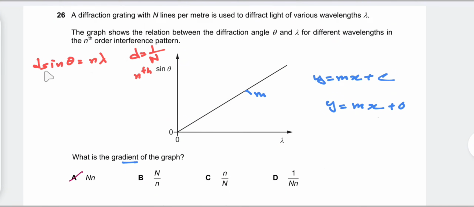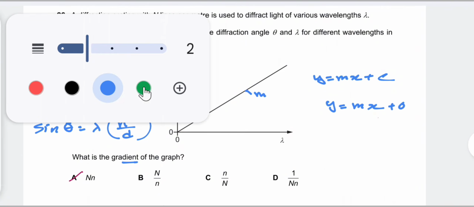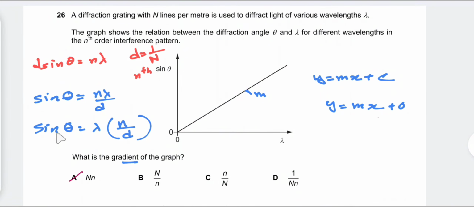Where y is sine theta, since it is on the y-axis. So sine theta is equal to n lambda by d. Lambda is on the x-axis. So sine theta is equal to lambda n by d. Now here we can see that the y-axis is sine theta, and the x-axis is lambda.